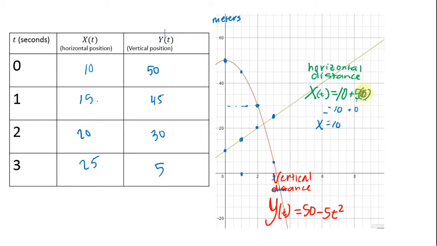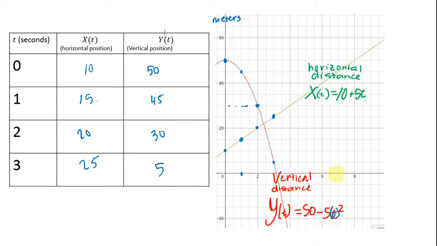X at time 1 is going to be 15. X at time 2 is going to be 5 times 2, which is 10, plus 10, which is going to be 20, and so on. I can also see that for this equation down here showing my vertical change, my vertical distance. At time 0, 0 squared is 0 times negative 5 is 0, 50 plus negative 5 is 50, so at time 0 my vertical position is 50 meters.